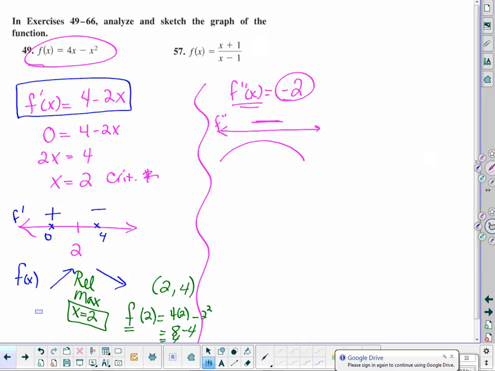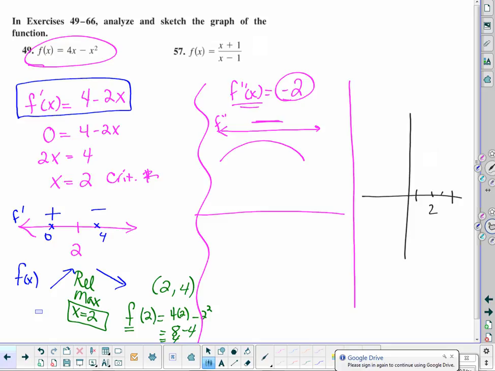And what else can we get off this? I'm just thinking for my graph. So far we know we've got the point (2, 4). We know it's concave down. We know it's increasing to decreasing. That probably actually is enough. Is it possible to get the intercept points?